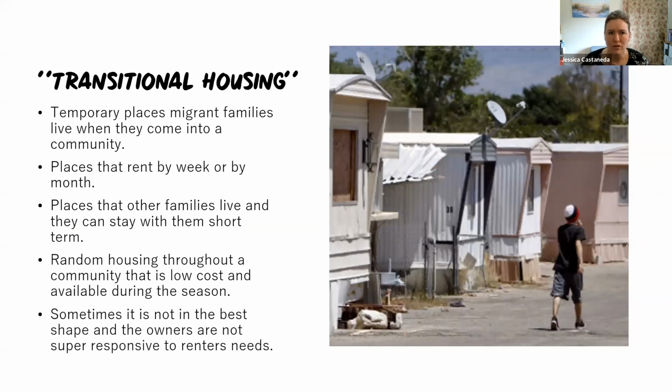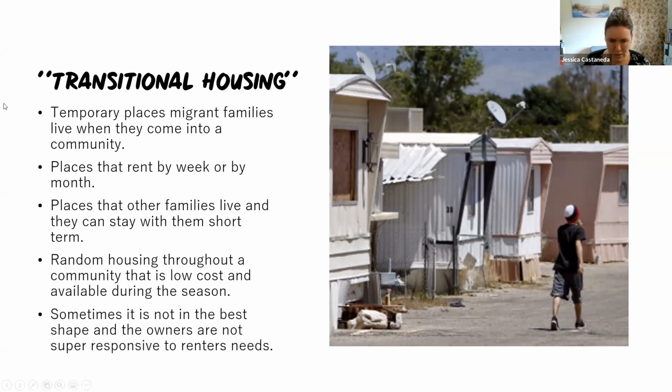We're big proponents of making sure you're also in places that we call transitional housing. These are temporary places where migrant families live when they come into a community, places that rent by week or by month, places where other families live and they can stay with them for a short time. Sometimes it's just random housing throughout your community that is low cost and available during the season. A lot of times it's not in the best shape, and the owners are not super responsive to renters' needs. So recruiters need to be very comfortable going all different places, and also be safe and careful, because sometimes these are not always the best of communities to be wandering around.